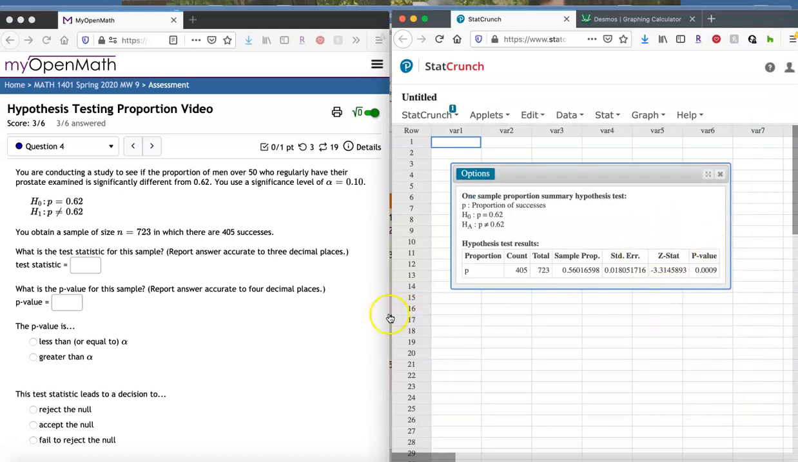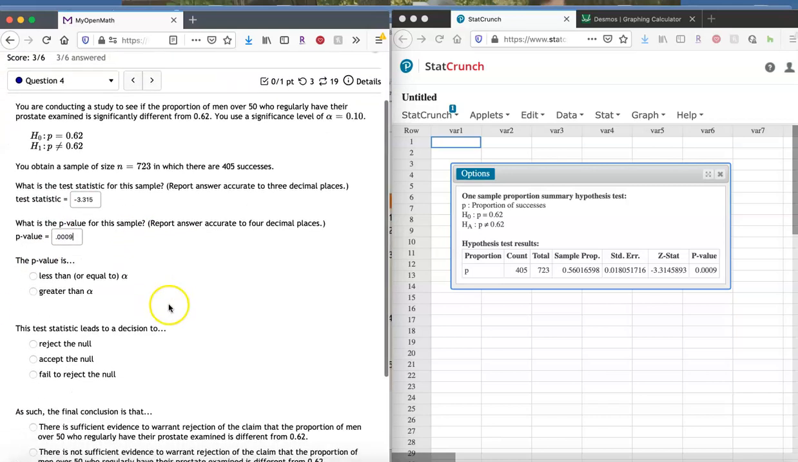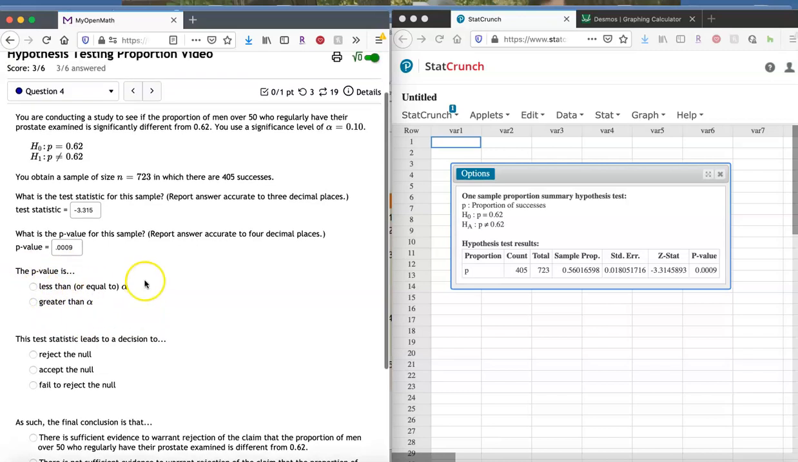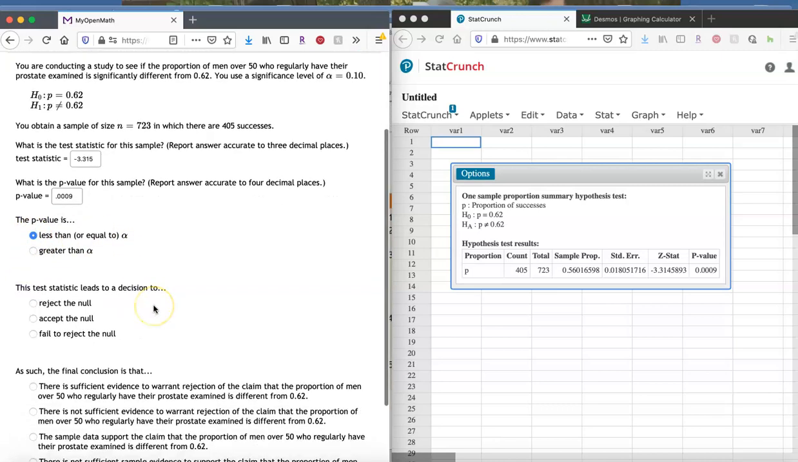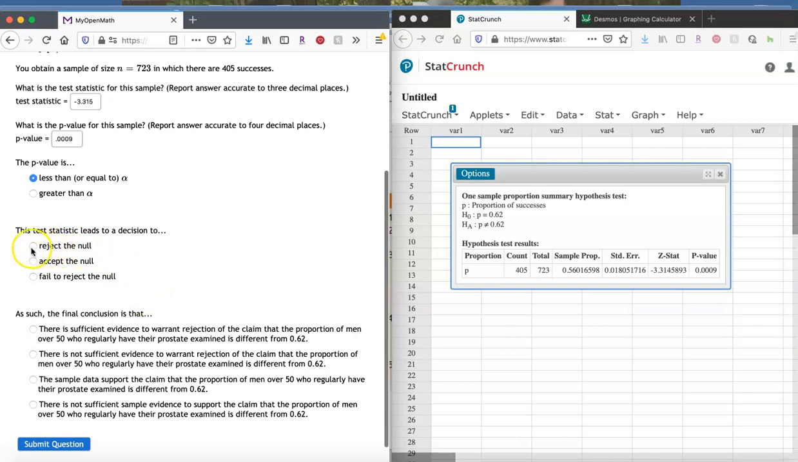Our test statistic is the z-value, which is a -3 point, and I think they want 3 decimal places, 315 when we round it. The p-value, usually 4 decimal places, 0.0009, very low. That p is less than alpha. This is your alpha, 0.10. And see, this is like 0.000. So it's definitely, the p-value is less than alpha. The p is less than, you reject the null hypothesis.